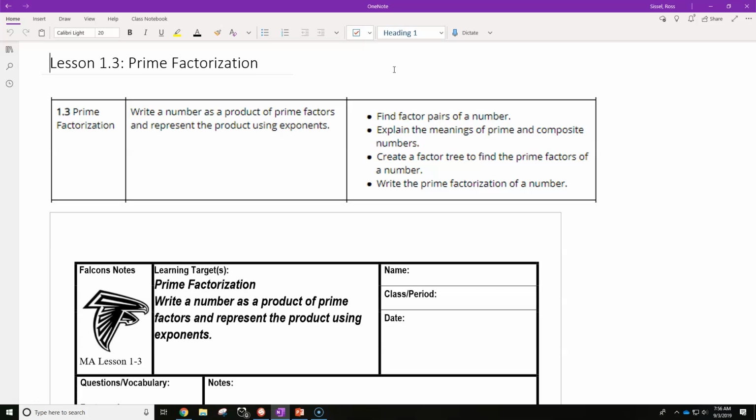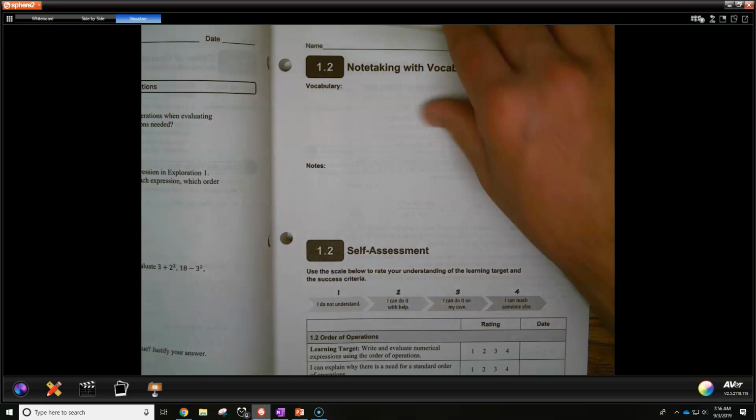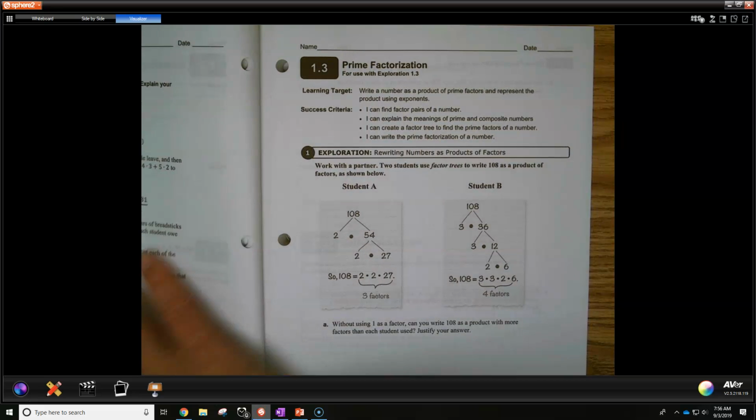I can create a factor tree to find the prime factorization, and then I can write the prime factorization. These last two really go together. I do the factor tree to write my prime factorization. Alright, I can't click on my board. Oh my gosh, this is driving me nuts. Okay, so here's what we're going to do first. Open your workbooks for me, please, to 1.3.